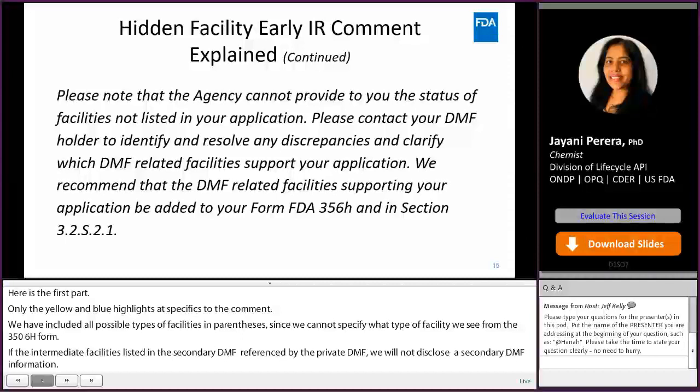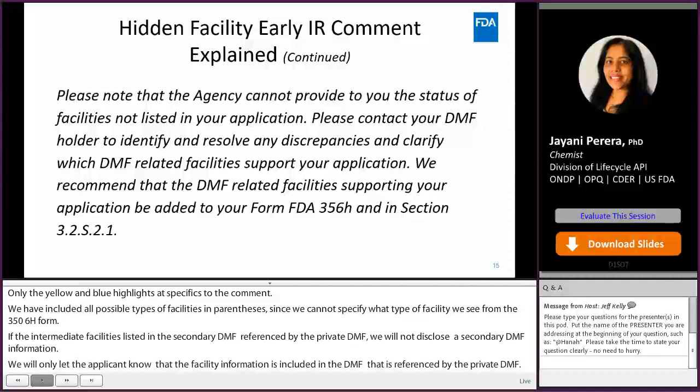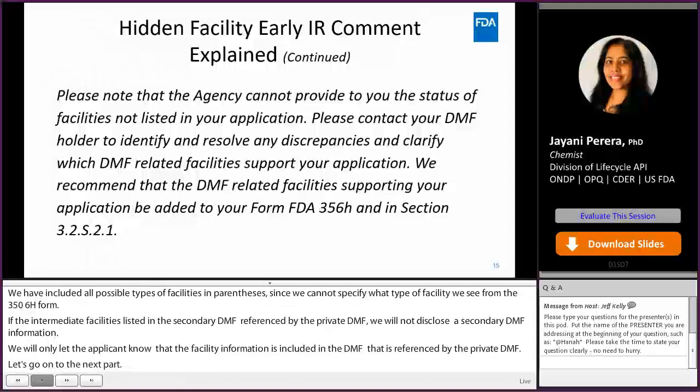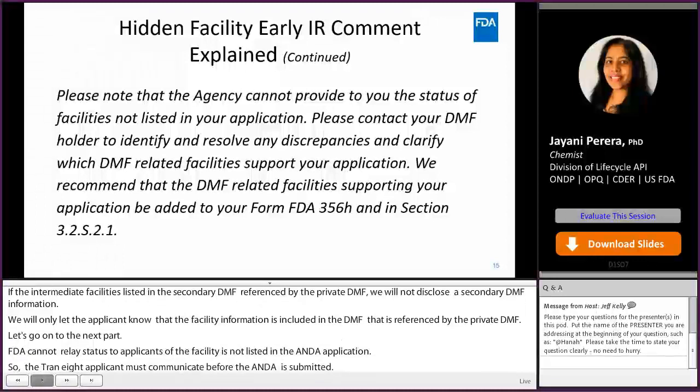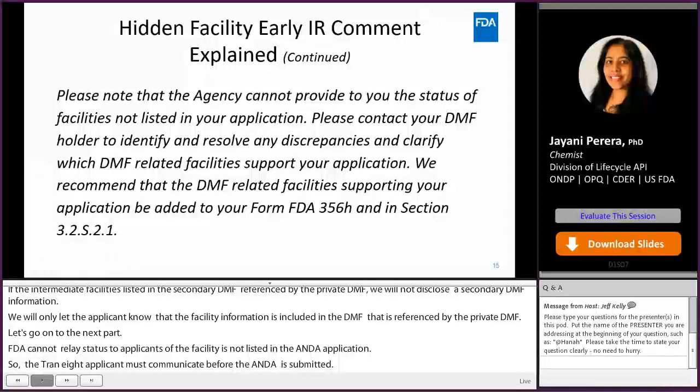FDA cannot relay status of DMF facilities to applicants if the facility is not listed in the ANDA application. So the ANDA applicant and DMF holder should communicate before the ANDA is submitted to resolve any facility discrepancies. The applicant should include all the DMF related facilities supporting their application in the ANDA 356H form and section S.2.1 in the ANDA application.